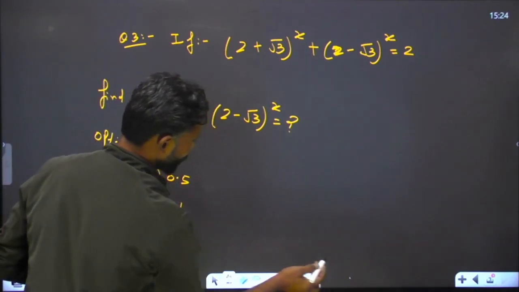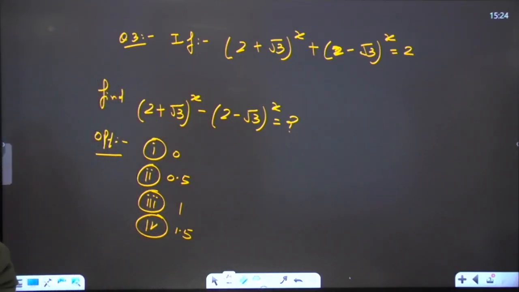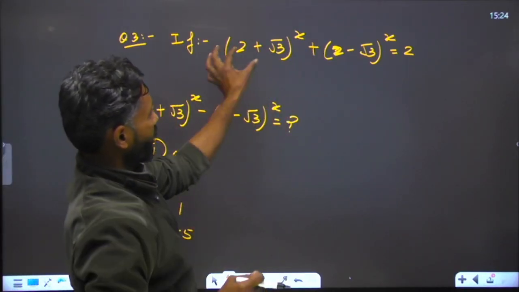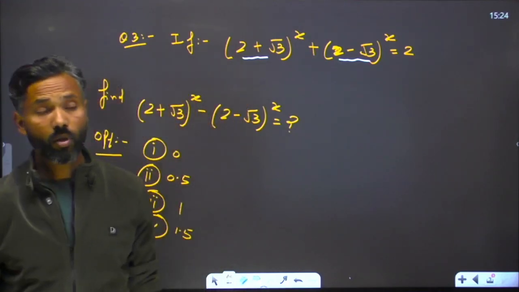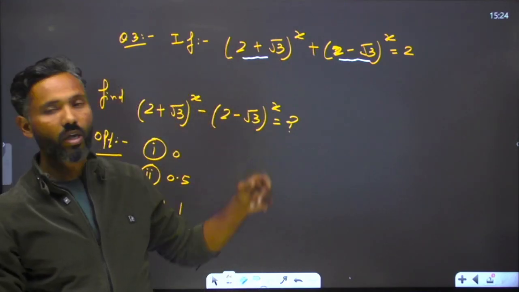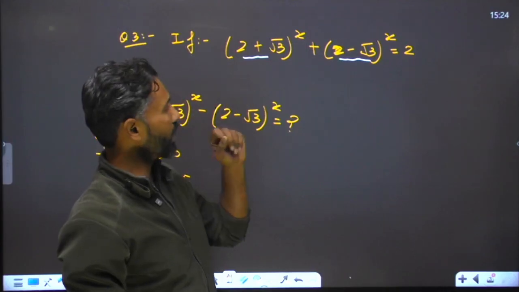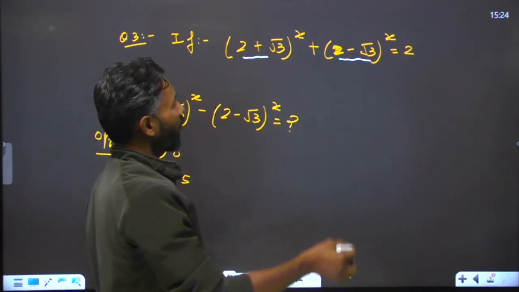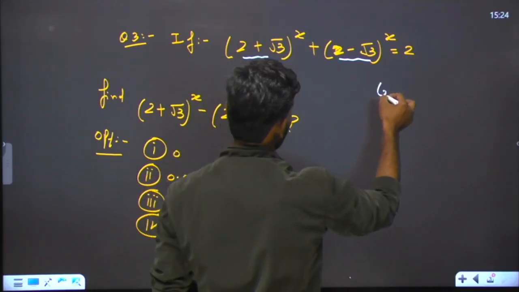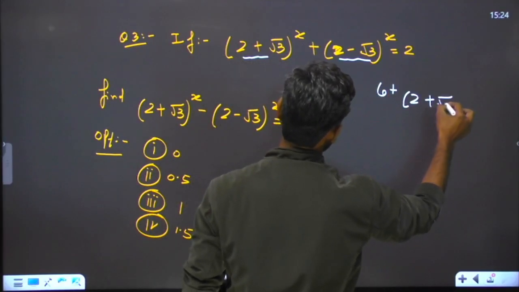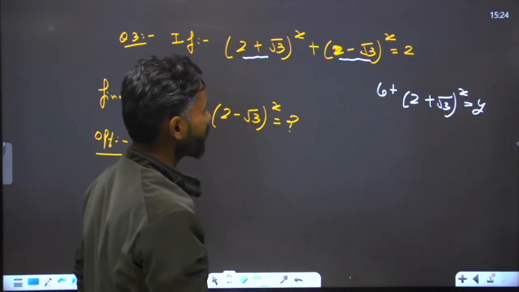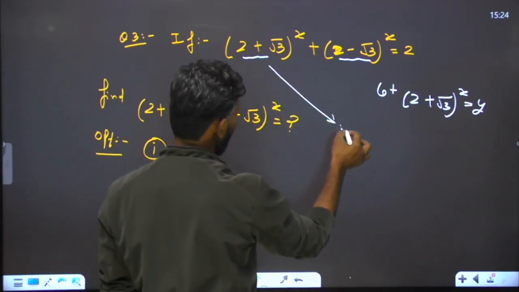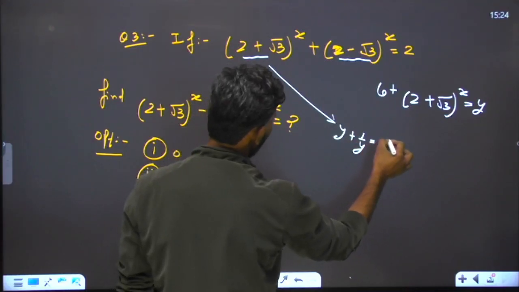So we can do this question, and this is a very interesting kind of question. Listen to me first. The term 2 plus root 3 is written here, and here is 2 minus root 3. You know, these both values are reciprocal to each other. If these two values are reciprocal to each other, then I'm letting 2 plus root 3 whole to the power x be equal to y, and these both terms are reciprocal to each other. So I can say this is y and this is 1 upon y. I can say equal to 2.